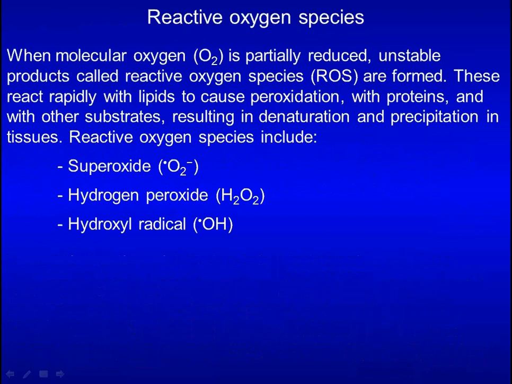When oxygen is partially reduced, unstable products called reactive oxygen species are formed. They react rapidly with lipids, proteins, and other substrates, leading to damage to lipids, proteins, and cell membranes. Reactive oxygen species include superoxide, hydrogen peroxide, and hydroxyl radical.